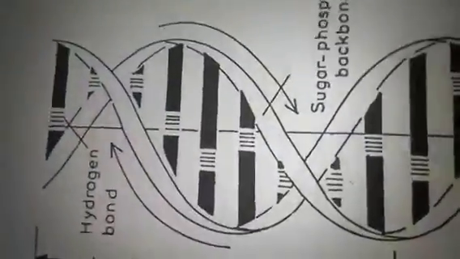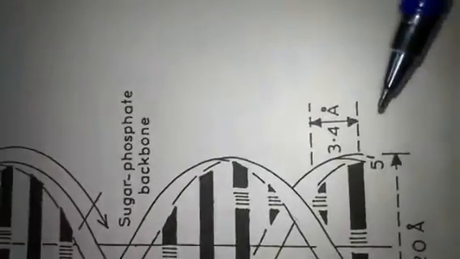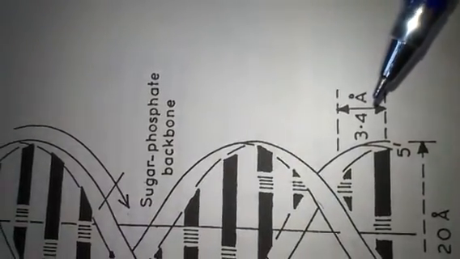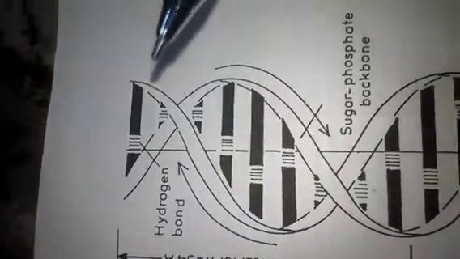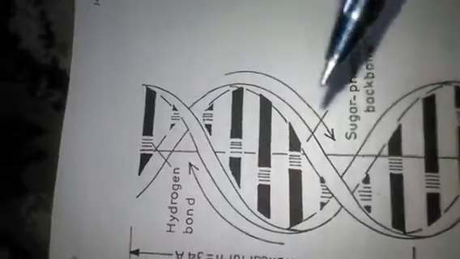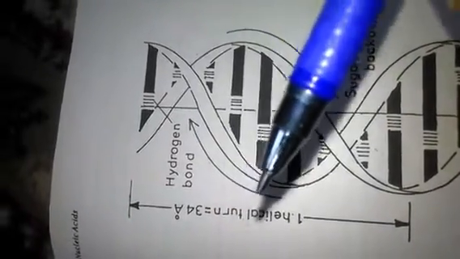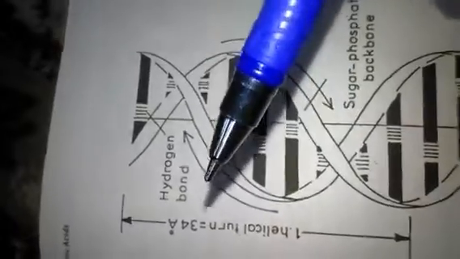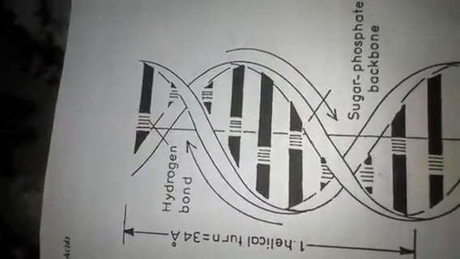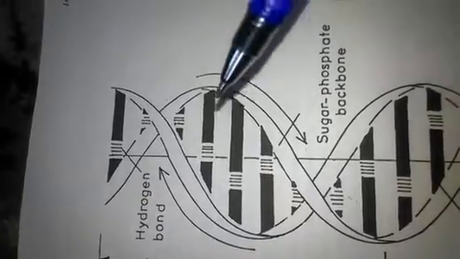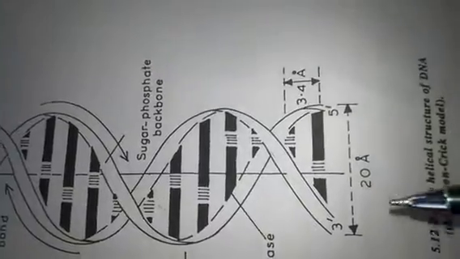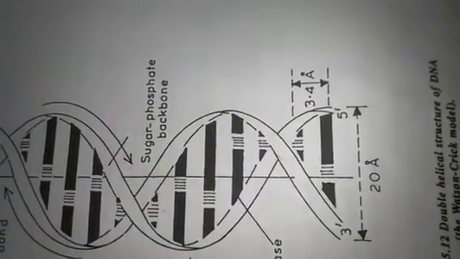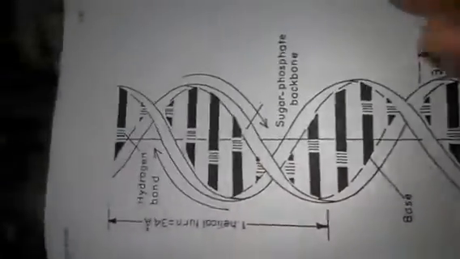Look here. The distance between two successive bases is 3.4 angstrom, and one complete turn of the helix, the pitch, is 34 angstrom. Each turn of the helix consists of about 10 base pairs. In each turn there are 10 base pairs. And let us have a look at the diameter. The diameter is 20 angstrom.